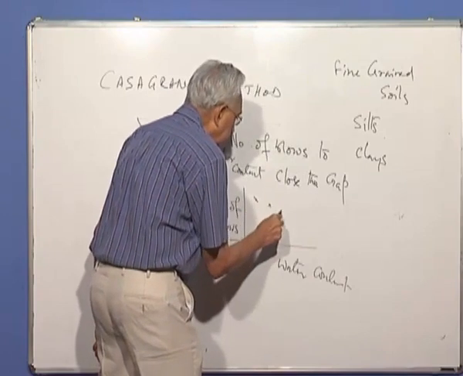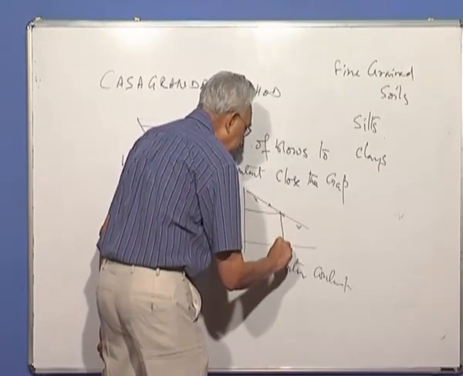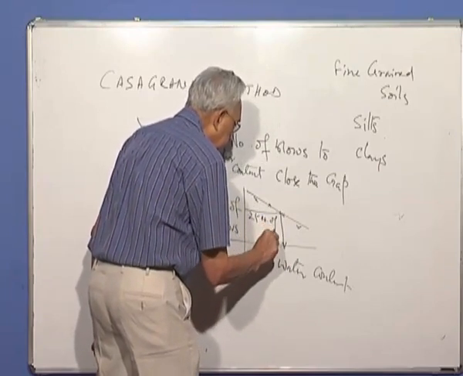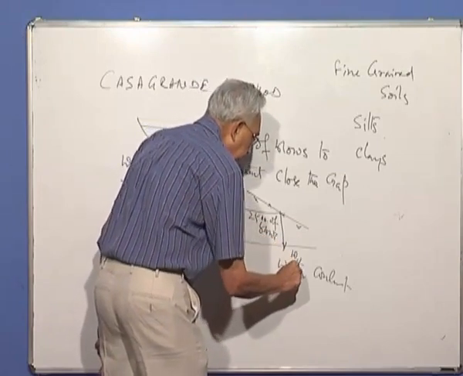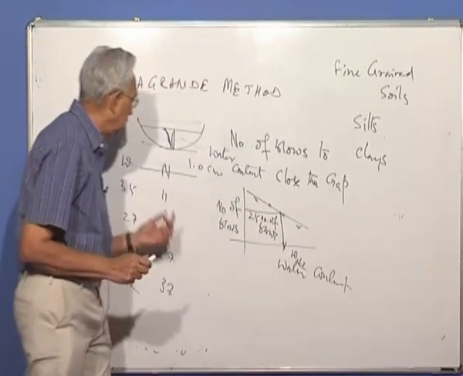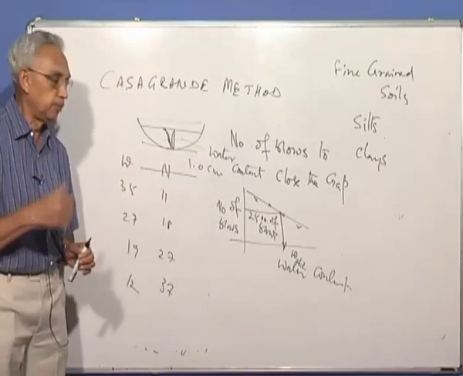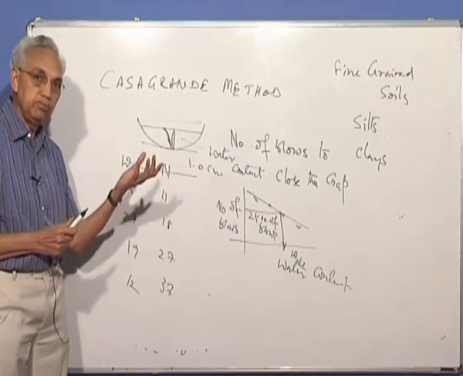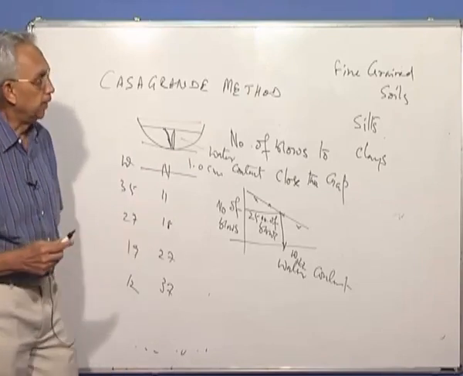So I'll have points, I draw that, and the definition is 25 number of blows. And this will give me the liquid limit. If the groove closes when the number of blows is 25, that corresponds to the smallest measurable shear strength beyond which it behaves like a liquid. So that is called the liquid limit.